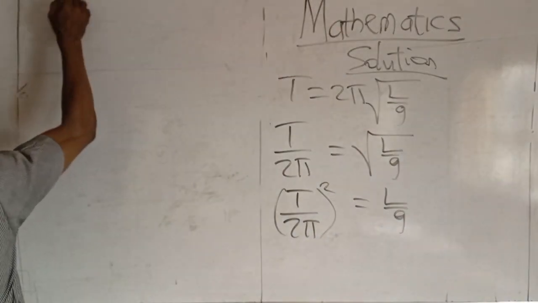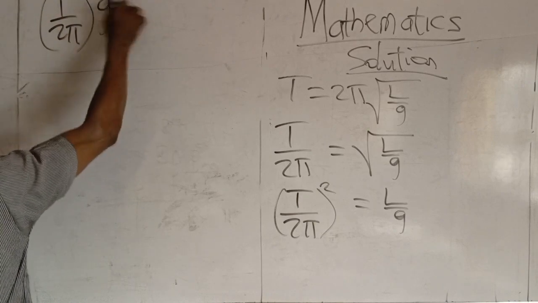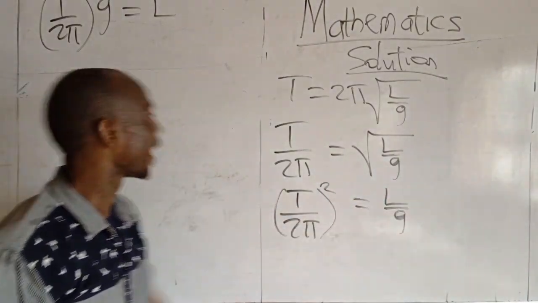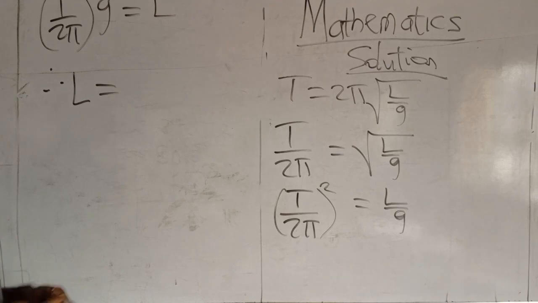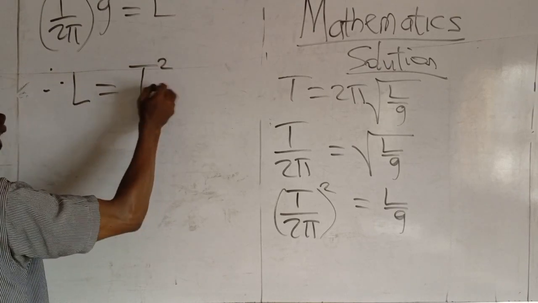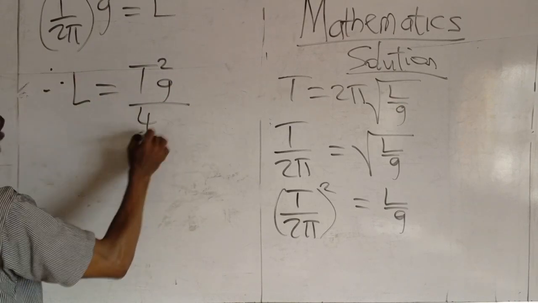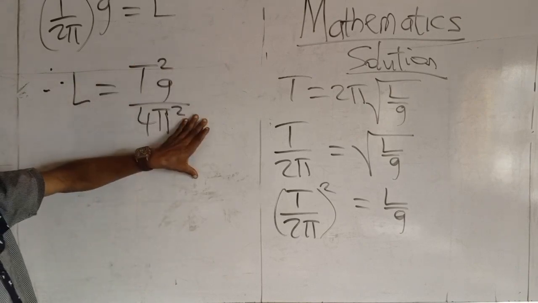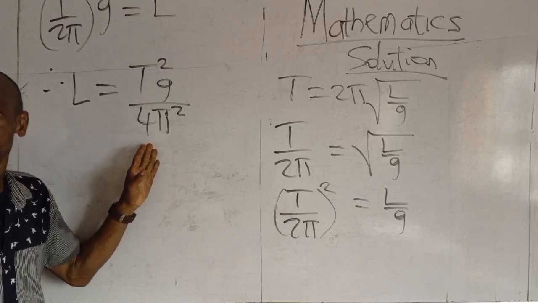T over 2 pi all squared times G is equal to what? L. Because G multiplied both sides. So our L as the subject formula can also be written as this. What do we have? T raised to power 2 times G all over 2 squared here gives you what? 4 pi squared. Our formula can be in this form or in this form. We have made L our subject formula.